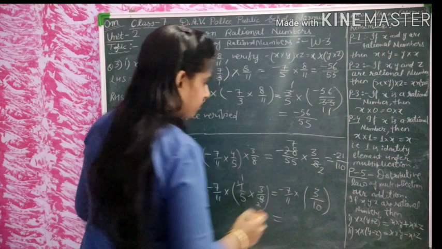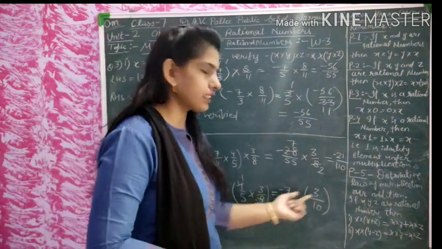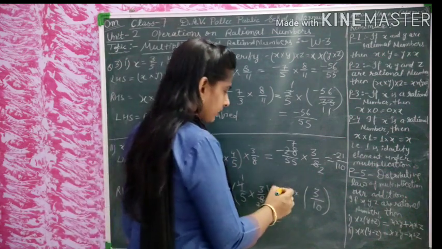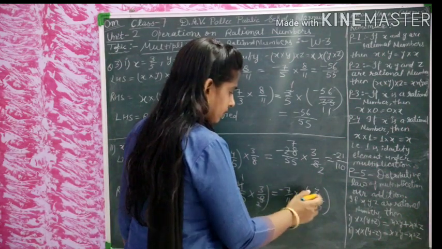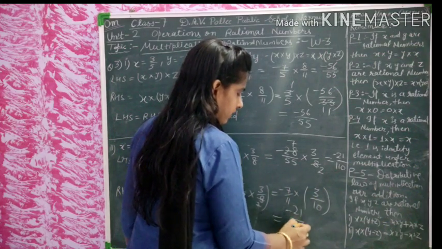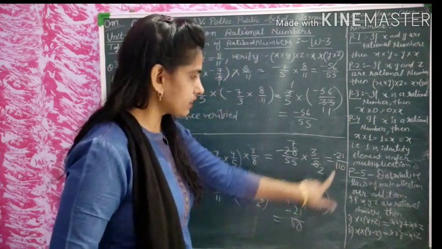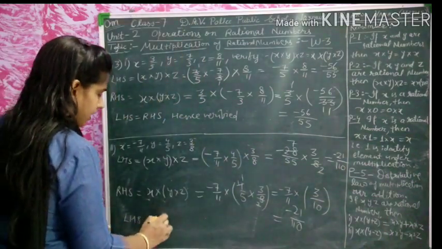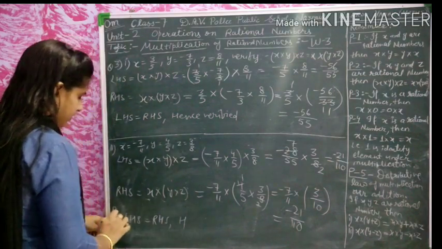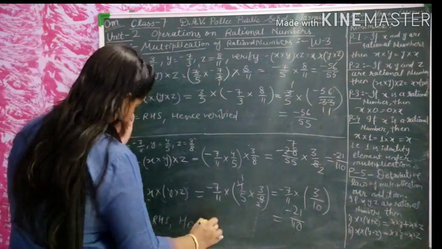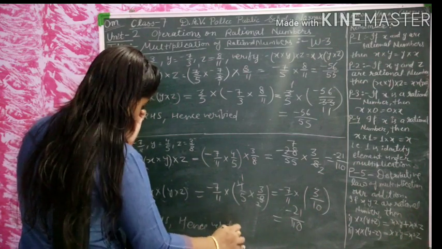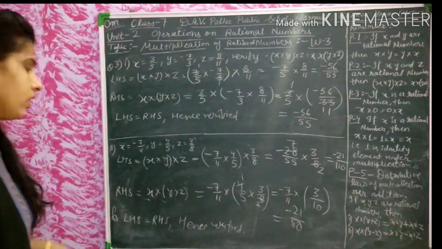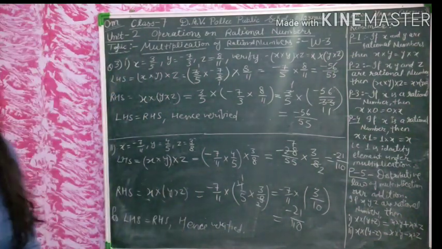Now in the next step, no number divides the same number. Minus 7, 10, 3 and 11. No, it doesn't cut here. So minus 7 times 3 is 21 and 11 times 10 is 110. And we will get here the same answer. So students, LHS is equal to RHS, hence verified. Hence verified here. Okay students, now we will go to the next question.